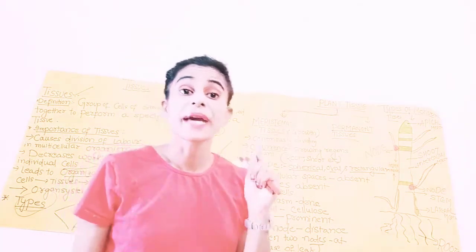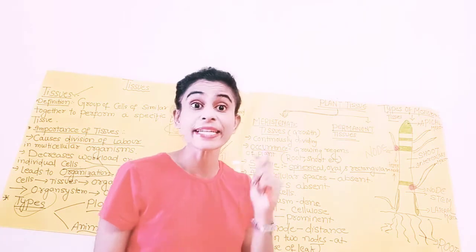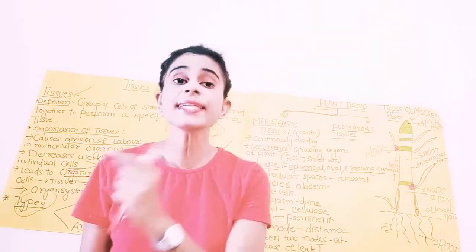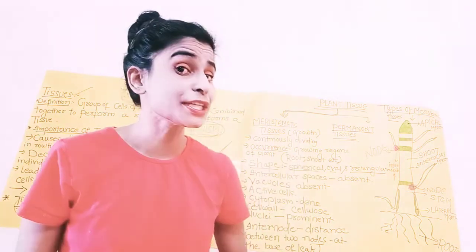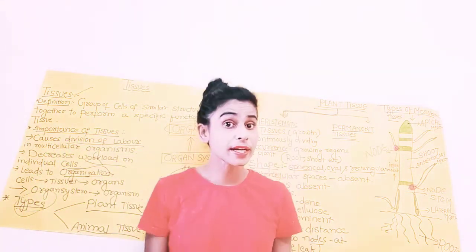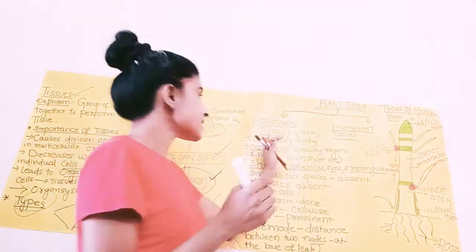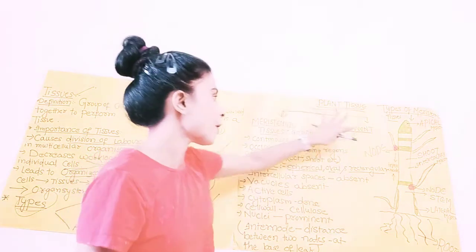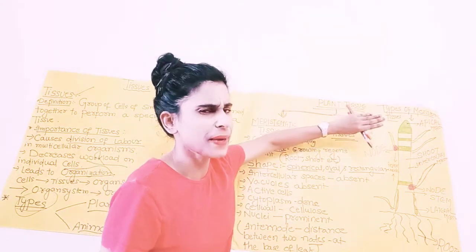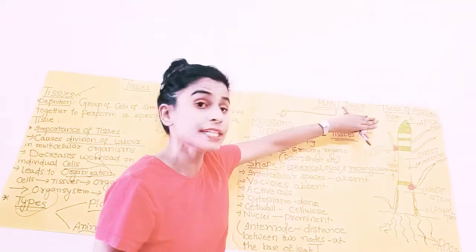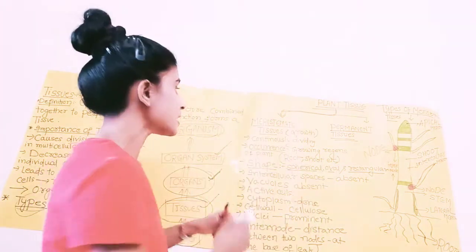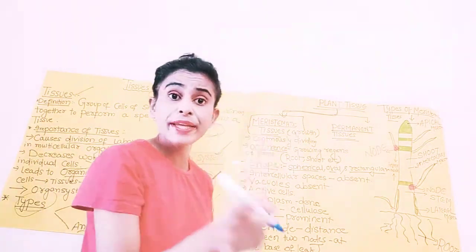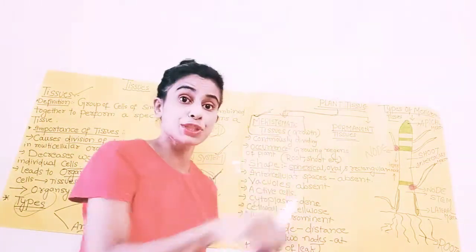Meristematic tissue, what is it? And the second one is permanent tissue. How many types of plant tissues are there, guys? Two types: meristematic tissue and permanent tissue. Now completely forget about permanent tissue and focus only on meristematic tissue. In this video, we are going to discuss only meristematic tissue first.